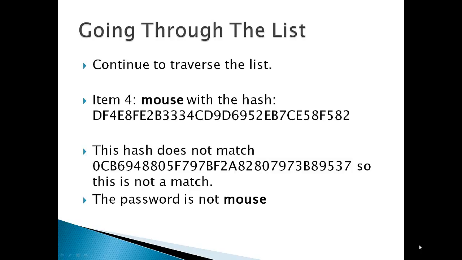We could, if we wanted to, continue to traverse the list, although we don't have to, since we already have the answer. Mouse has a hash of DF4E8FE2, etc. That hash obviously does not match 0CB69488, etc. So this password is not mouse.